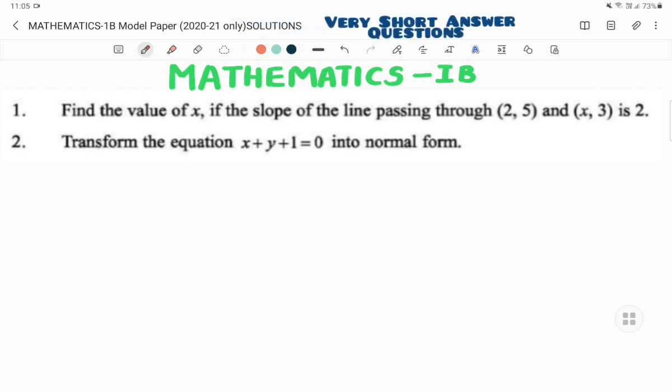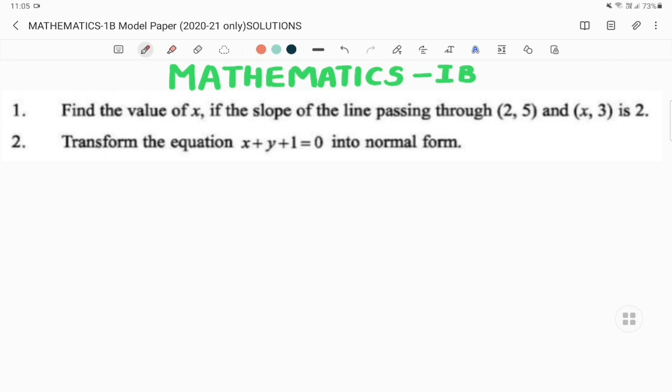In this video, we are going to discuss Mathematics 1B Telangana Intermediate Board Model Paper 2020-2021. For that model paper, we are giving solutions in this video. Let us have a discussion.